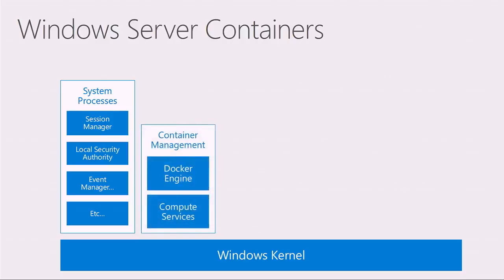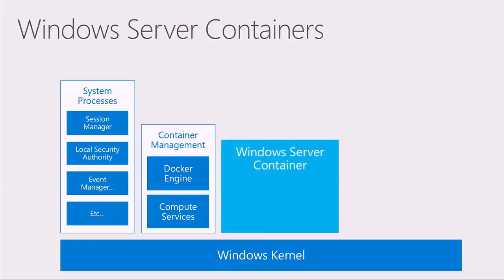Now, since we're running containers, we've got some container management. Say the Docker engine, and we've got our compute services that we just talked about, right? The host compute service and the network compute service. Now let's start up a Windows Server container. So what is a Windows Server container? Well, we talked about job object, so it's represented by one of them. It's got a network interface because a computer without a network is really pretty pointless. And we've got some storage and registry interaction as well.